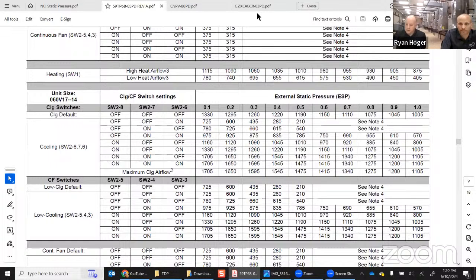And as far as taking your static, it's important to have a quality manometer from TEC, your local TEC stores. You should always buy one from TEC because I think they work better, maybe.